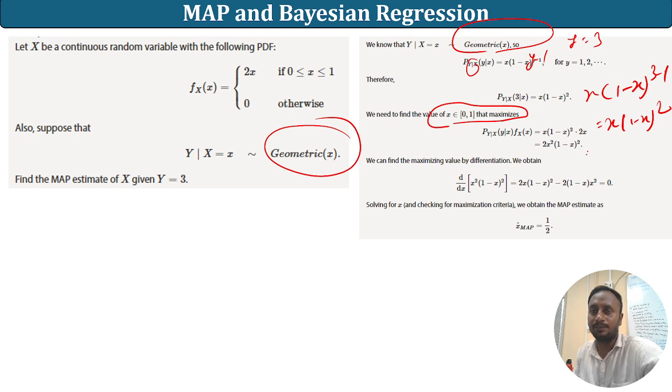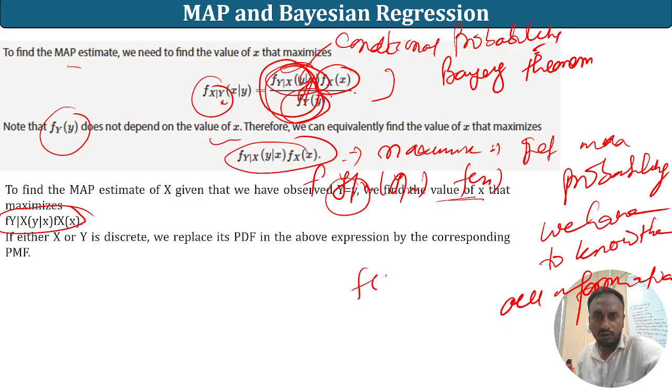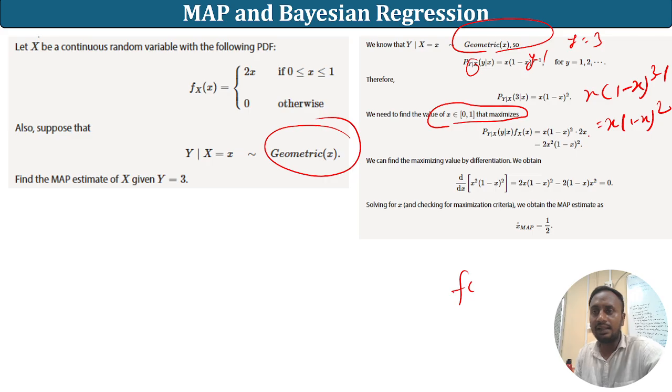F of x, how much is there? We all know that f of y, x will become y given x into f of x. We have calculated this value, and f of x is actually 2x. Okay, so now x into 2x, so 2x square into (1 minus x) square.